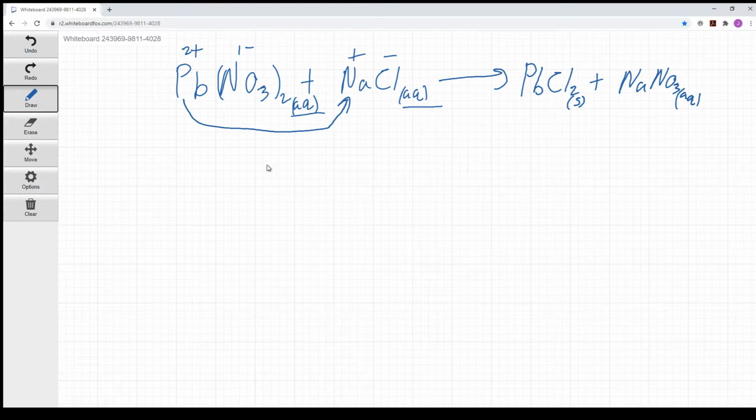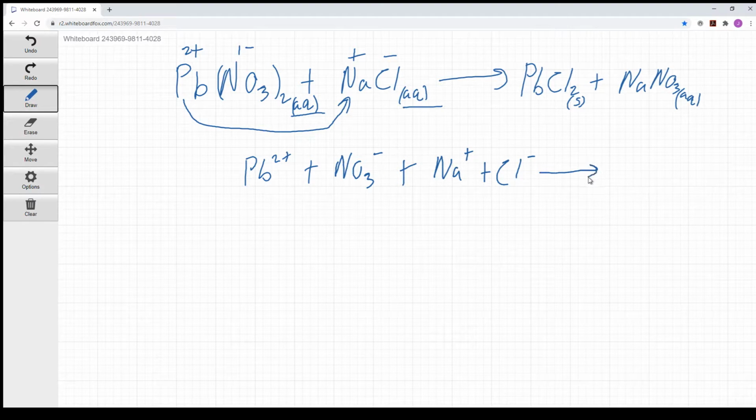So next step would be, let's write the total ionic equation for this. Basically what we're going to do for total ionic is just break up all these components into their ions. So that would be Pb2+, NO3-, plus Na+, Cl-. That's all going to go to.